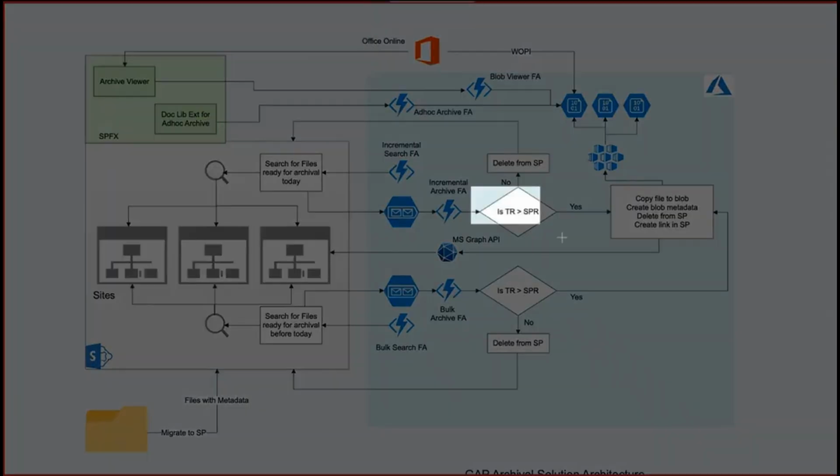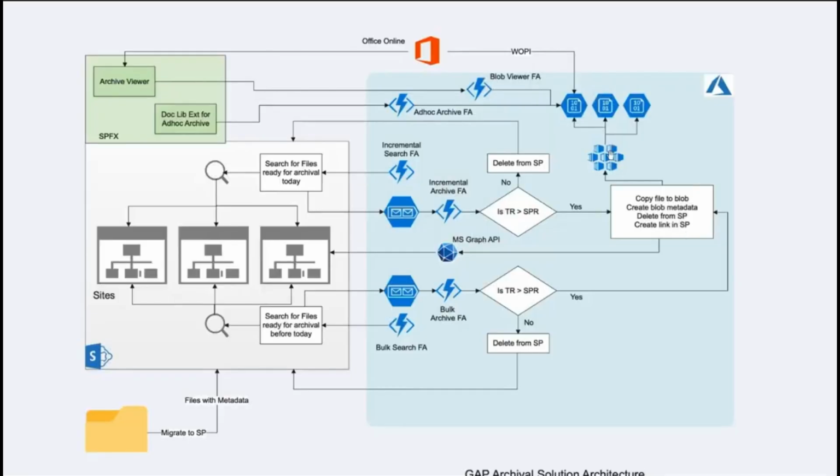So we have this decision here to say, is the total retention period more than the SharePoint retention period? If yes, then we create some folder structure and move those files with the right metadata into the lower cost blob storage. And if no, we just delete it. Right, it's gone. Very similar activity for the bulk run, except we're not running that every day. That's one big kick that we do. But otherwise, the logic's exactly the same.